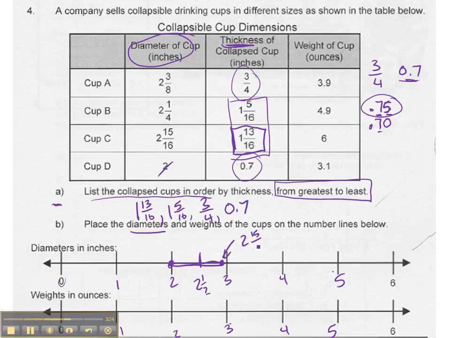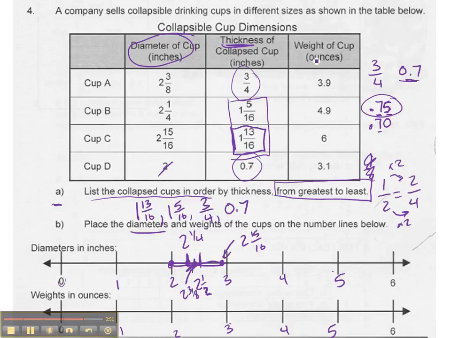2 and 15/16. 2 and 1/4. How many fourths equals 1/2? That's times 2. So 1/2 equals 2/4. So if we have 1/4, we're right in the middle between 2 and 2.5. 2 and 1/4. And then 2 and 3/8. 1/4 is 2/8, so 3/8 would be greater than 1/4, but less than half, because half is 4/8. So it's kind of crowded, but 2 and 3/8 goes right there.